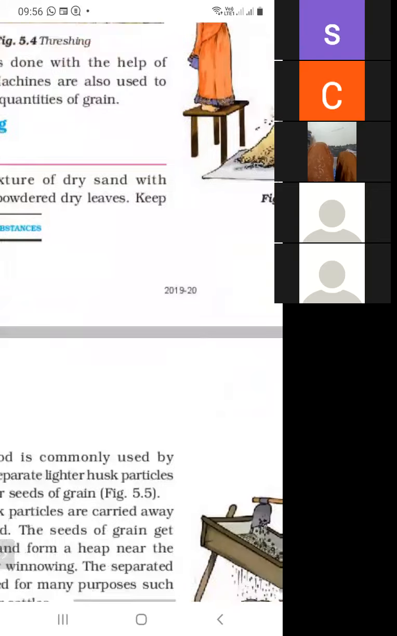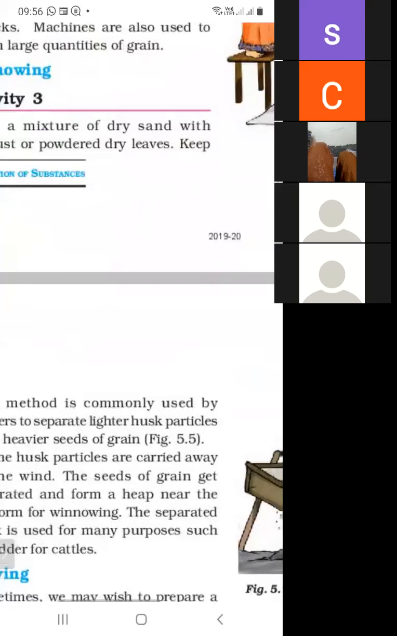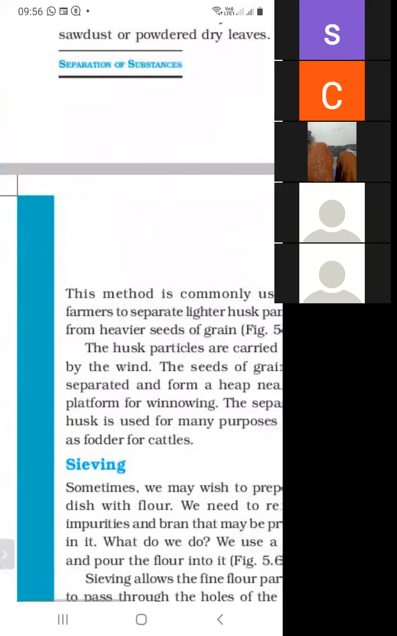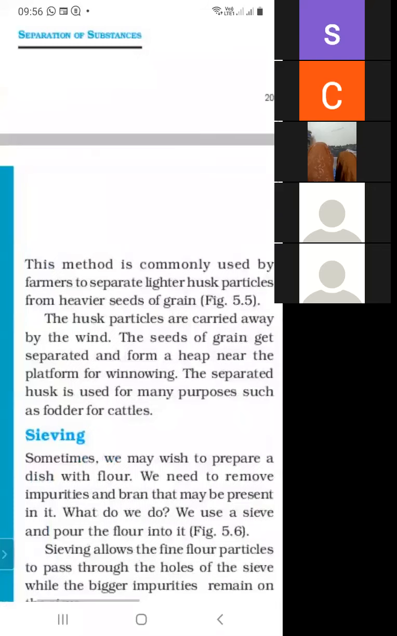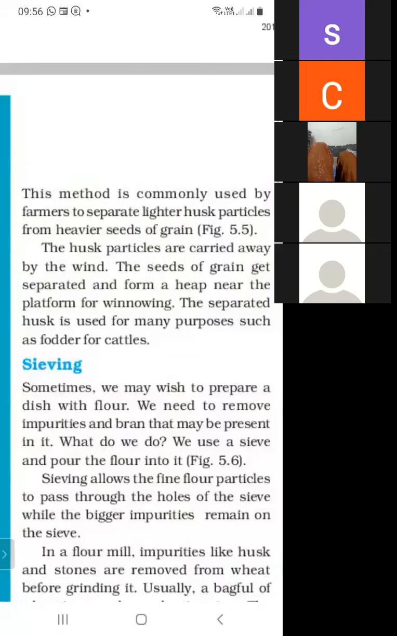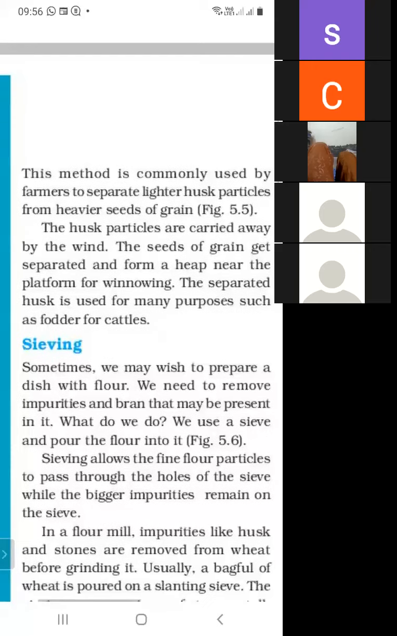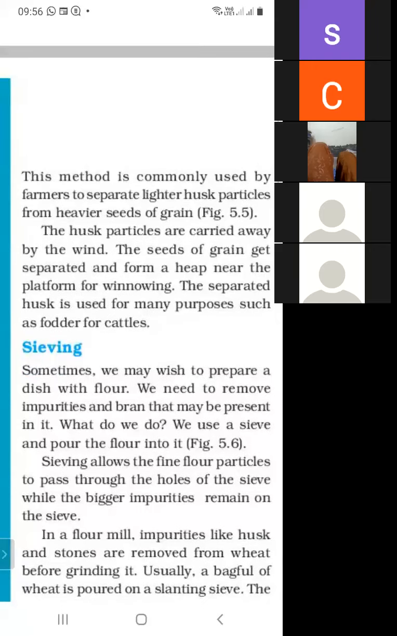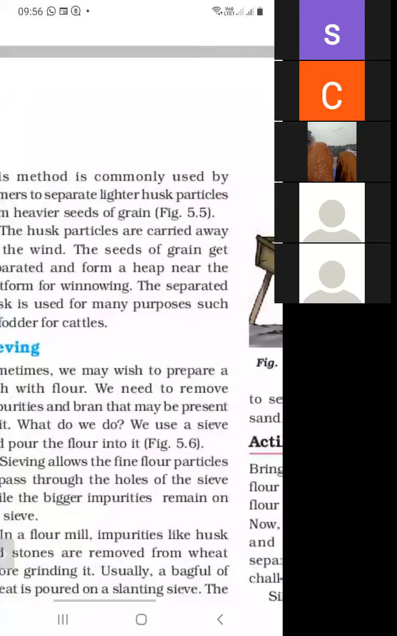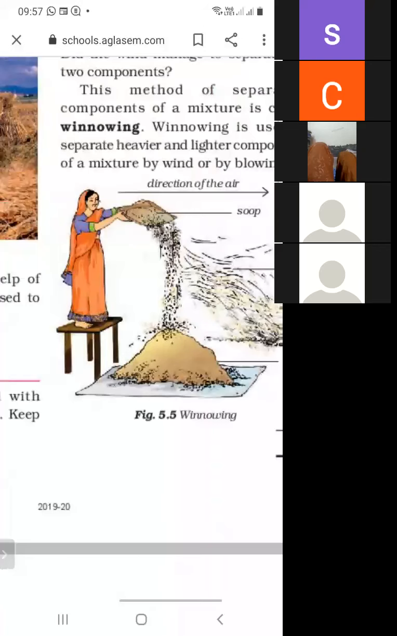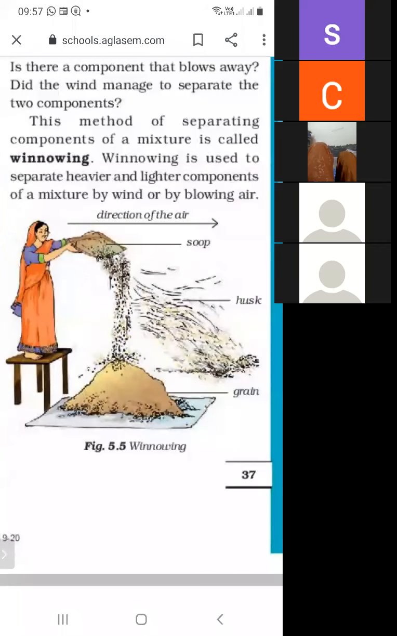And next, the method is commonly used by the farmers to separate lighter husk particles from the heavier seeds of the grain. As we know, the husk particles are very light as compared to the seeds. So lighter husk particles are separated with the help of wind, as shown in figure 5.5. Husk is separated from the grain with the help of wind, and husk is lighter as compared to the grain. So this is the method of winnowing.